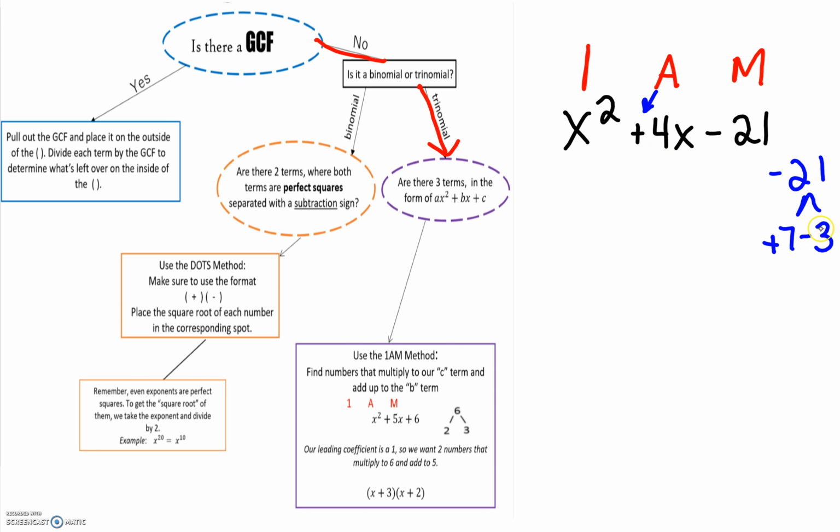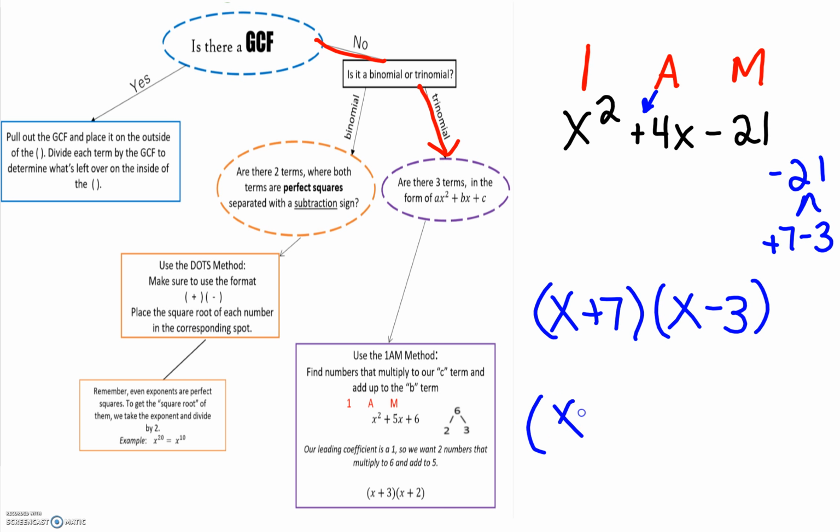So once we have our two numbers, we're just going to fill them into the factor bubbles. Our variable that we're given is an x, so we're going to use x, and we're going to put plus 7 and minus 3. If you wrote x minus 3, x plus 7, you're still correct.